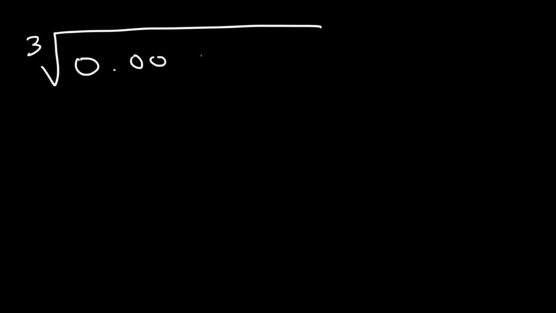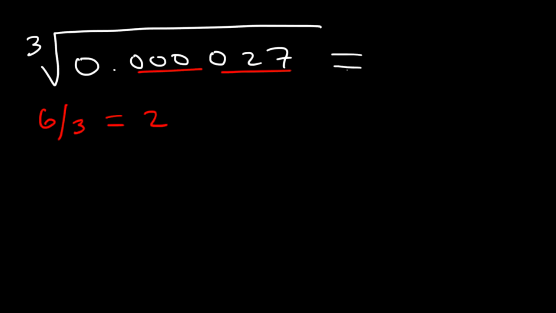Now what is the cube root of 0.000027? Notice that it has 6 digits to the right of the decimal point. 6 divided by the index number, 3, is 2. So our final answer should have a total of 2 digits to the right of the decimal point. The cube root of 27 is 3, so the final answer is 0.03 with 2 digits.